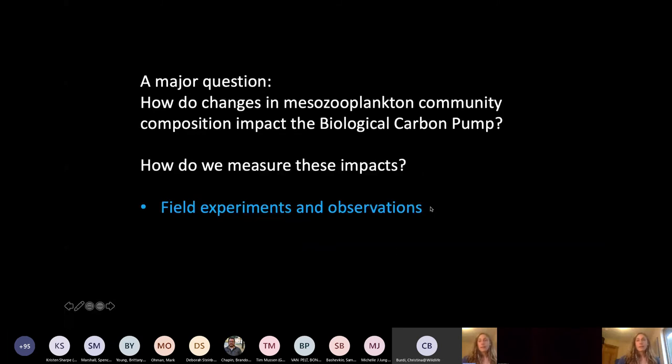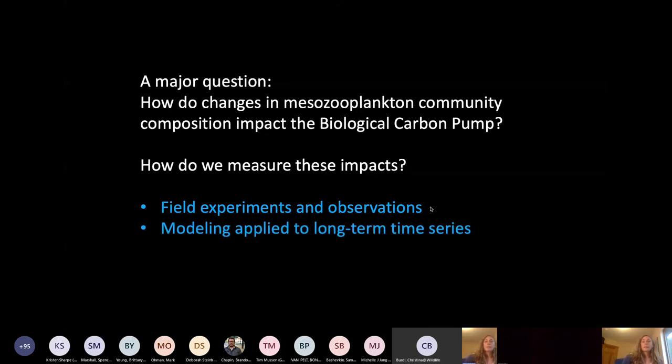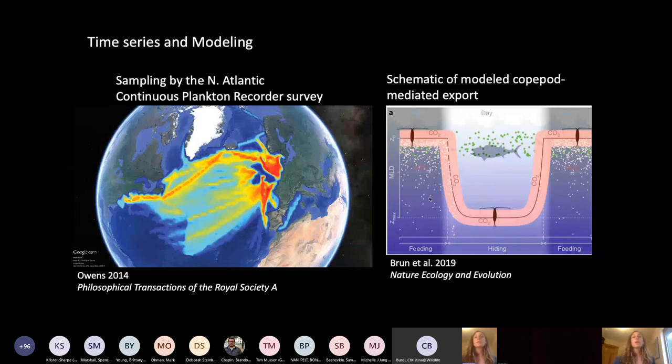So we're going to take a step back now. So that was a very specific study in a specific location. And I'm going to talk about modeling applied to long time series over large areas, because it's great to get these point measurements of rates, for example, fecal pellet production or respiration. But it's also important to be able to get these large scale pictures of the biological carbon pump or estimates of it. And so satellite data is a really useful tool for doing that, because you can get synoptic views of the whole world. But modeling is another way that we can get at some of these questions.